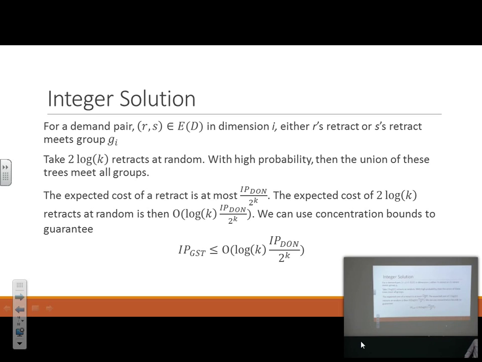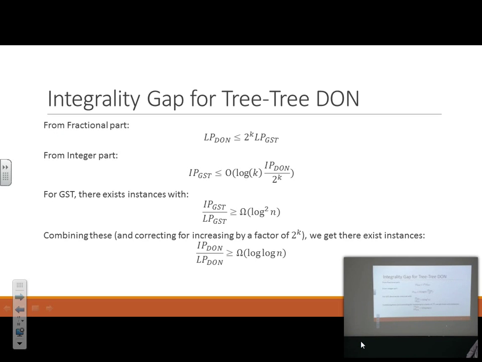We are set up. So now you just throw together the fractional part. We used at most 2 to the k copies by just stitching those solutions. The integer part I used a little bit more. Okay, and now we have these instances for GST itself, which have the log squared n, but I'm going to have to blow up by a factor of 2 to the k, so the copies I embed will only be of size about log n. Okay, and I'm done.